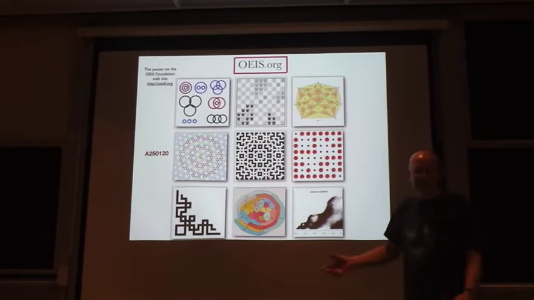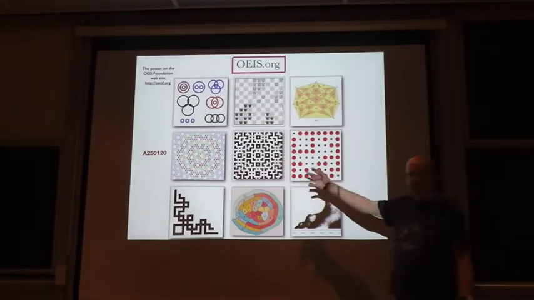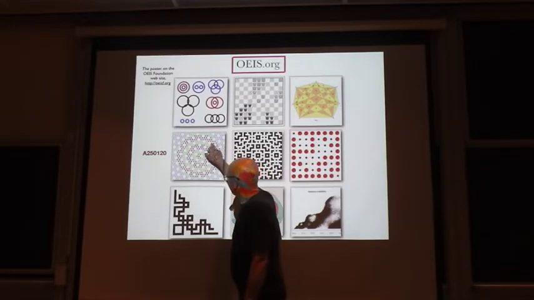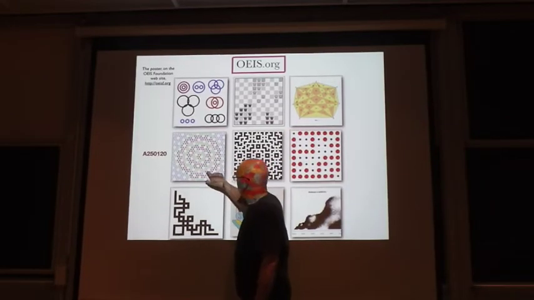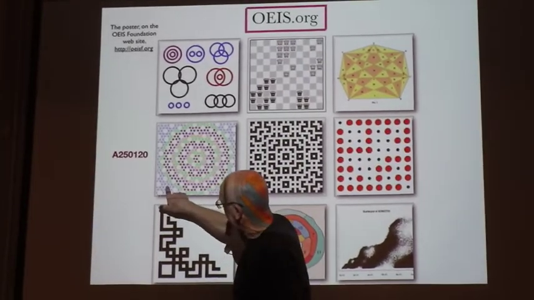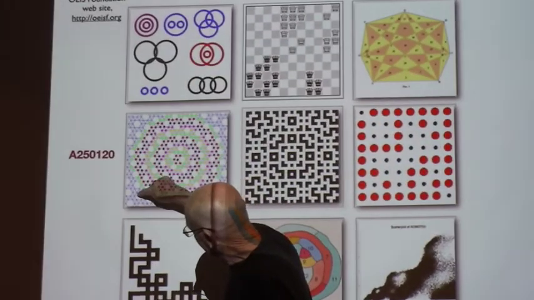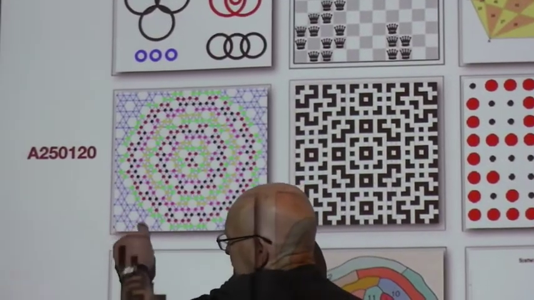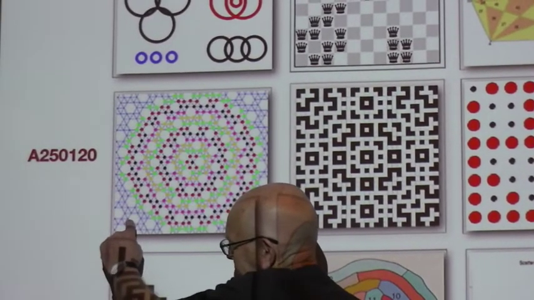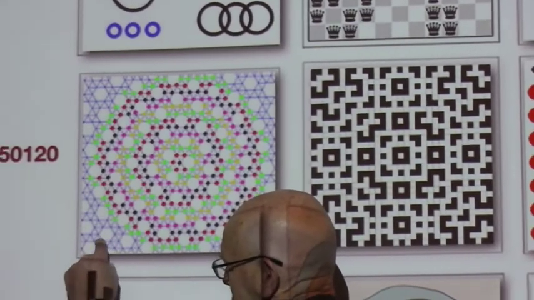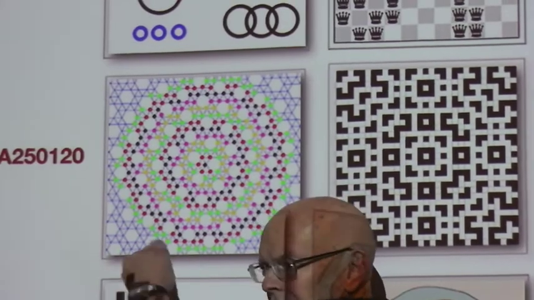So I have postcards as a poster of sequences with nice pictures. And one of the pictures in the poster is this. This is a tiling of the plane. It's one of the regular tilings. It's a tiling of the plane by hexagons and triangles. And each vertex has a neighbor which is a hexagon, and 4 neighbors which are triangles.